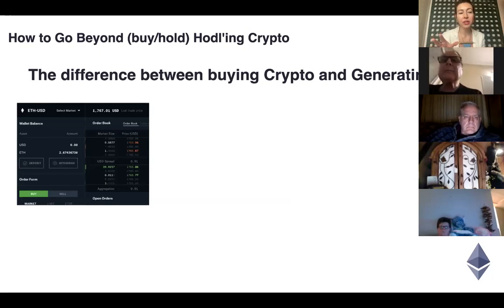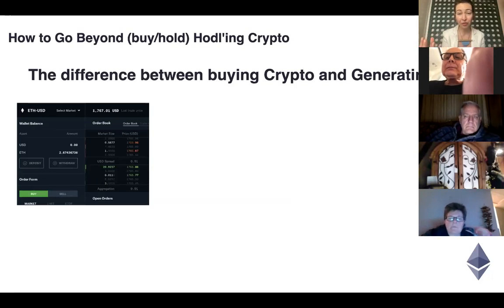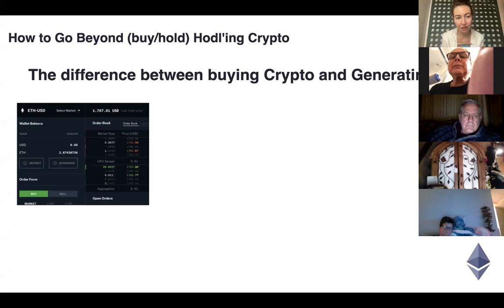And I just want to mention how to go beyond buying and holding. I'm going to get into a moment about what our team is doing to generate Ethereum. I just want to mention how important it is to go beyond buying and holding cryptocurrency. So buying and holding crypto is where you come in, and this is Ethereum right here. There's a little picture here on the left. When I took the screenshot, it was $1,767 US per Ethereum, US dollar to ETH.